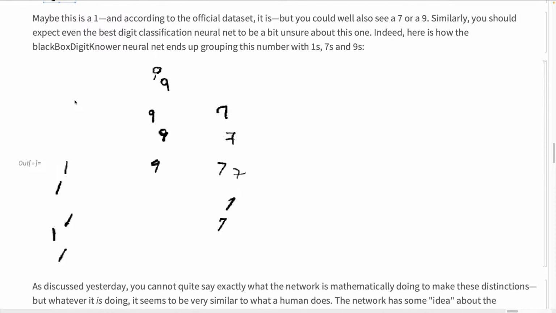If we plot this thing according to the neural network, we can see that if we plot a bunch of 1s and a bunch of 9s and a bunch of 7s together, the thing in question, the neural network actually thinks it looks more 7y than 1y. It's more in this 7s group than in the 1s group.